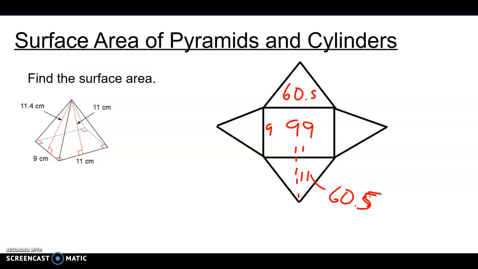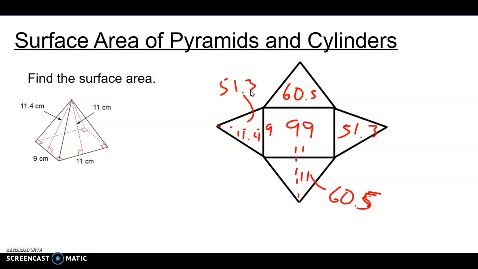All right, we have 2 triangles remaining. We have the triangle with a base of 9, and again, they gave us the height along that dotted line, and the height was 11.4. To calculate the area of that triangle, we take the base times the height, 9 times 11.4, and divide by 2. That gives us an area of 51.3 for each of those triangles.